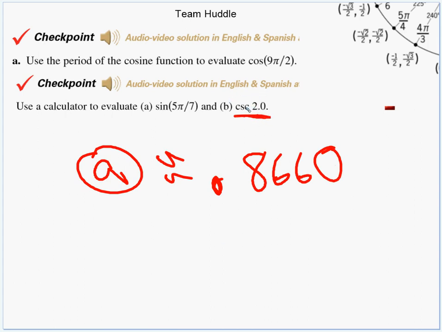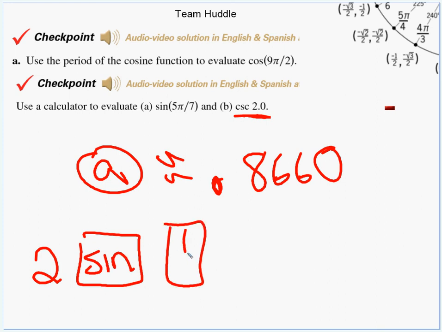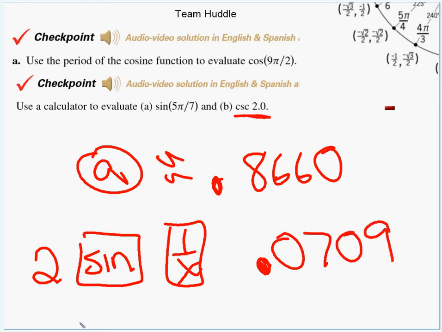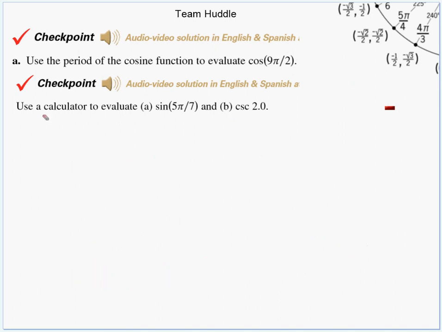Now, cosecant of 2.0. There is no degree symbol, so this is not degrees, it's radians. There's no pi, but it's still in rads. So I would hit 2, and since cosecant's not on the calculator, I would hit the sine key, so the sine of 2 rads, and then I would flip it with the 1 over x key. If everything went according to plan, 0.0709. And there's our answer.